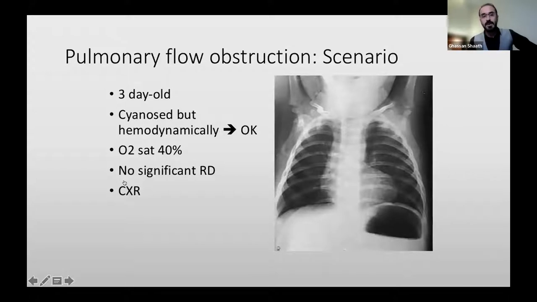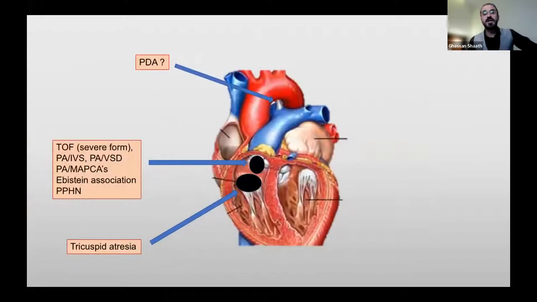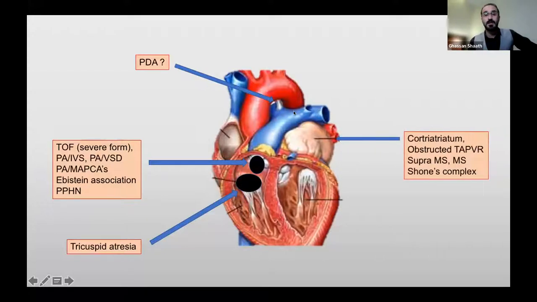relieve the pulmonary congestion. Another scenario is pulmonary flow obstruction: a 3-day-old with cyanosis, usually hemodynamically okay, especially if the obstruction is at the proximal part of the pulmonary vascular bed. Usually the patient is okay, the saturation might be very low with no significant respiratory distress, maybe a little distress from the acidosis. In all of these scenarios, we need the PDA as well to restore the circulation and increase the flow to the lungs through the pulmonary artery.